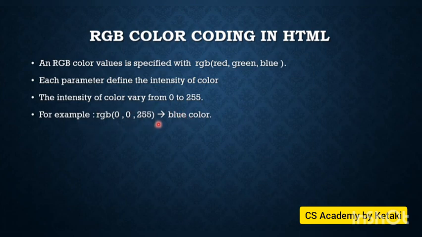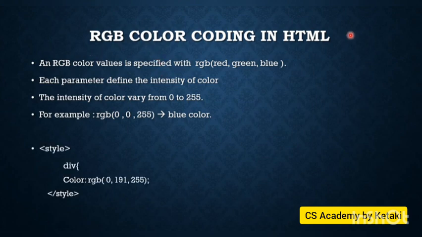This is the syntax, or an example, of RGB color coding in HTML. This is an example in coding. This is CSS. CSS is nothing but a cascading style sheet. It is used to give a style to your web pages, so that your web pages look good. So this is the syntax of RGB color coding.